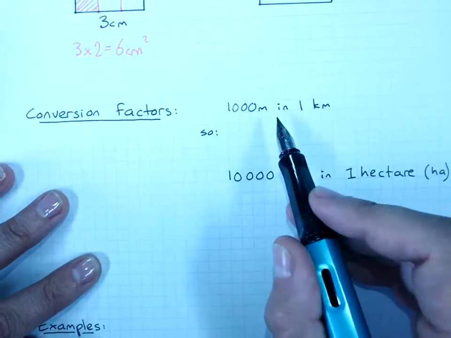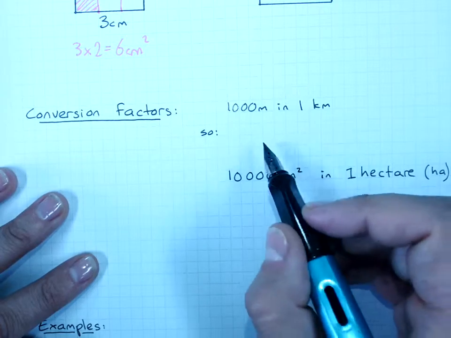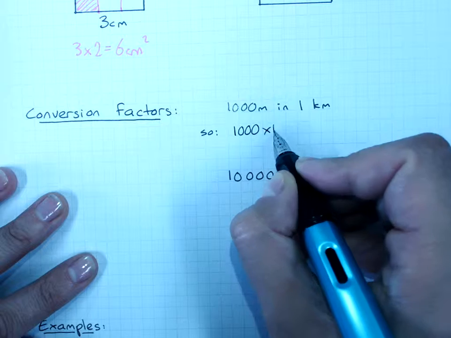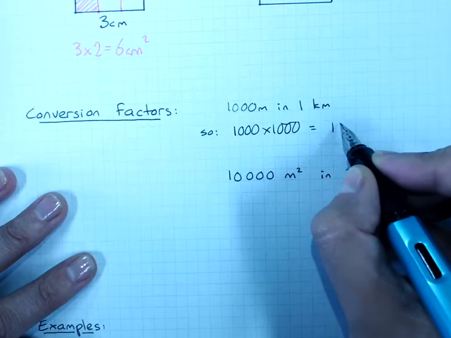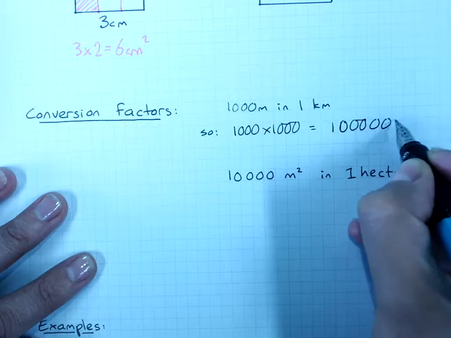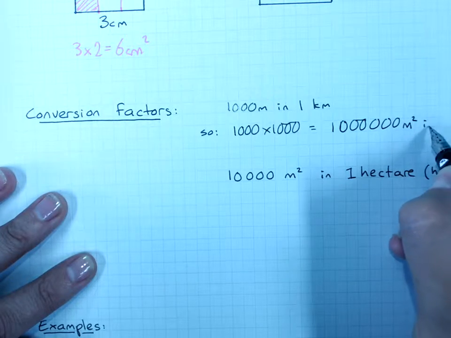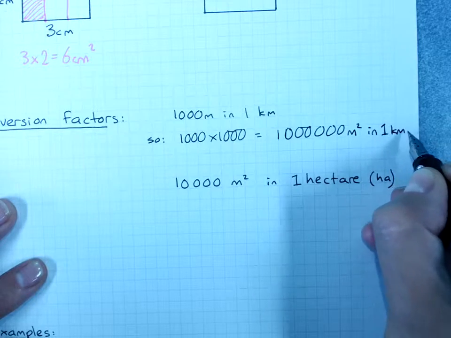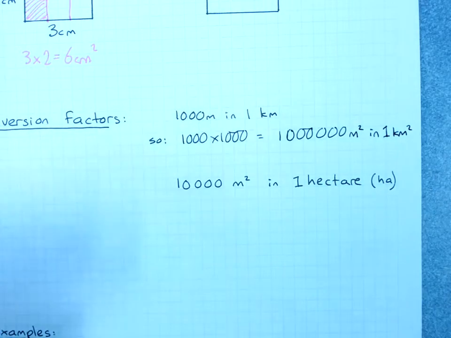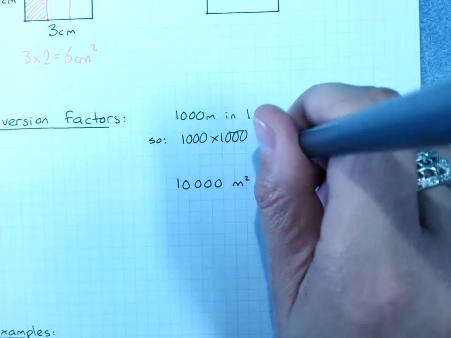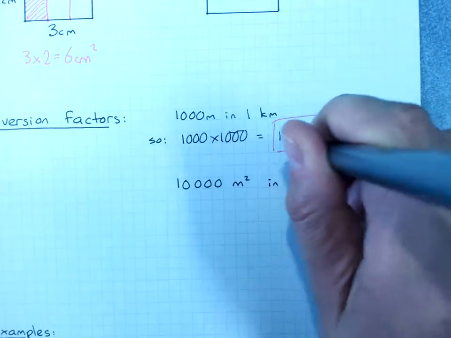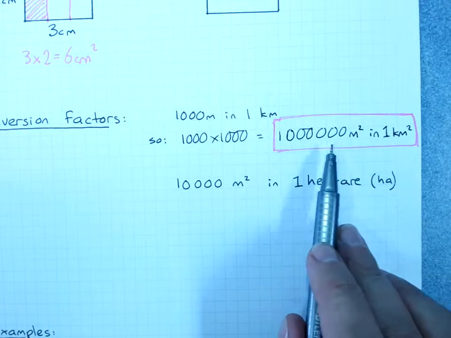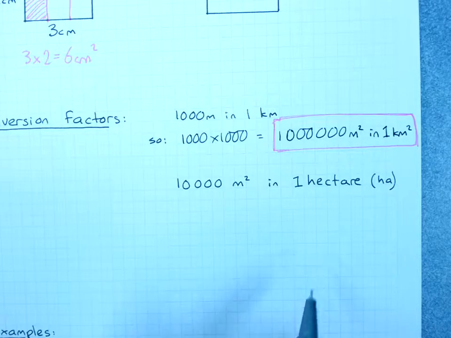So there's 1,000 meters in 1 kilometer. So to get the conversion factor for area, I've got to do 1,000 times 1,000, which is 1,000,000 meters squared in 1 kilometer squared. Now it doesn't matter if that doesn't really make sense because we can just write down the conversion factors and learn how to use them. So this is our first conversion factor. There's 1,000,000 meters squared in 1 kilometer squared.